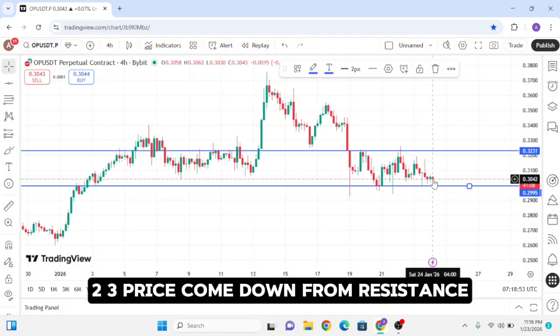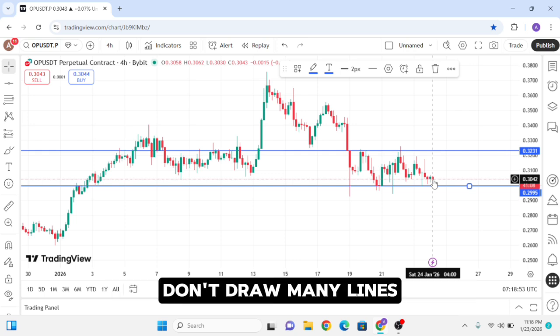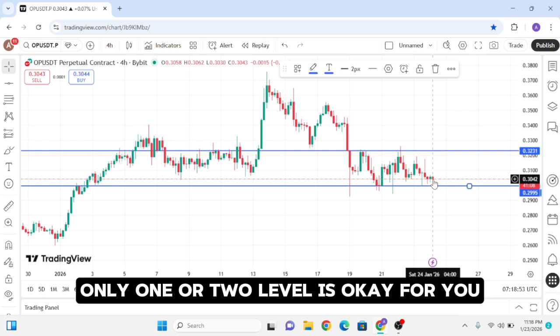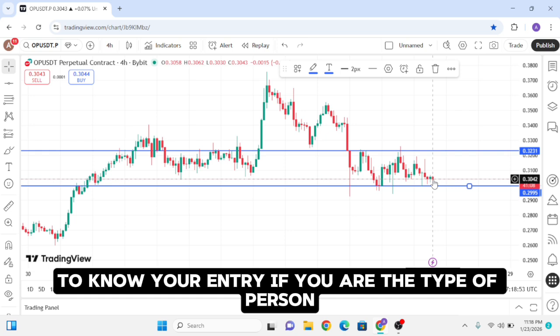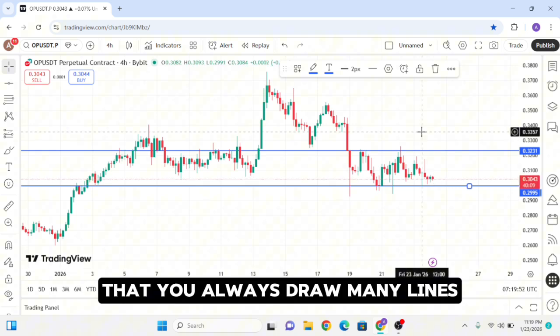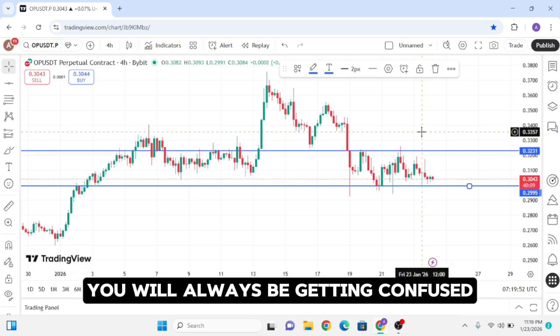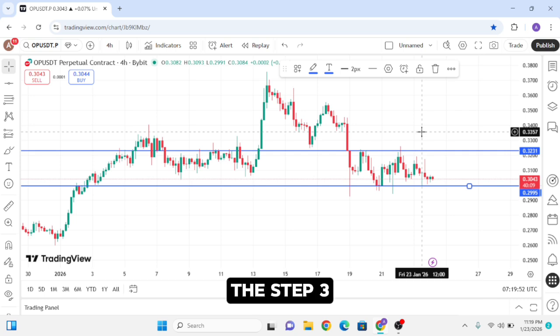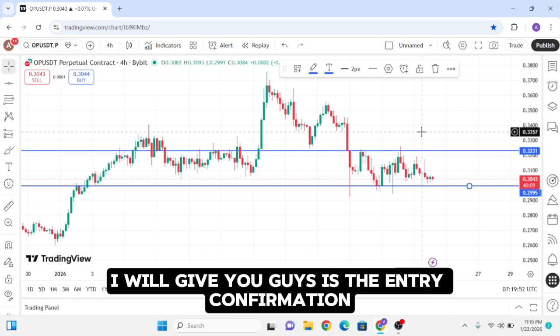Price comes down from resistance. So don't just draw many lines. Only one or two levels is okay for you. So to know your entry, if you are the type of person that always draws many lines on the chart, you will always be getting confused. So the step three I will give you guys is the entry confirmation.